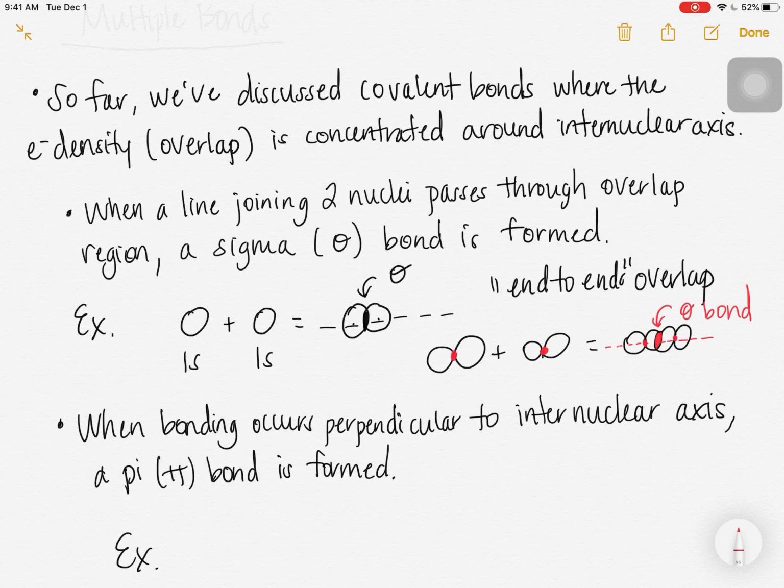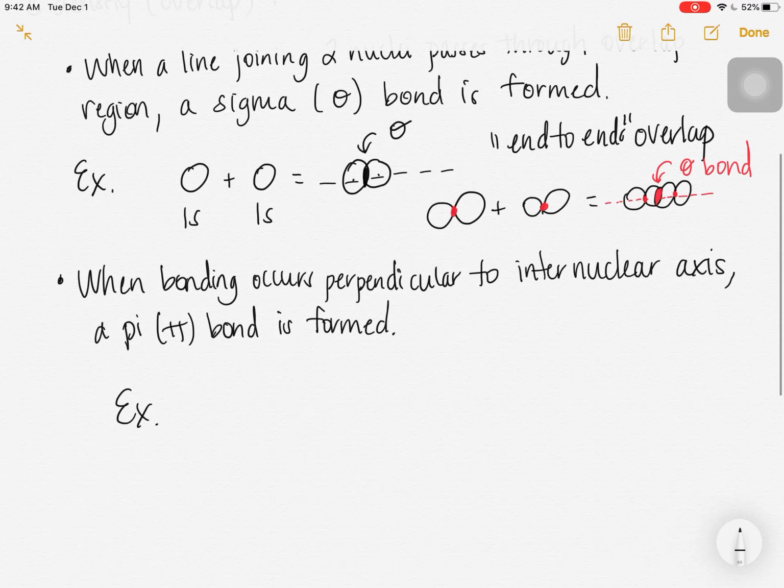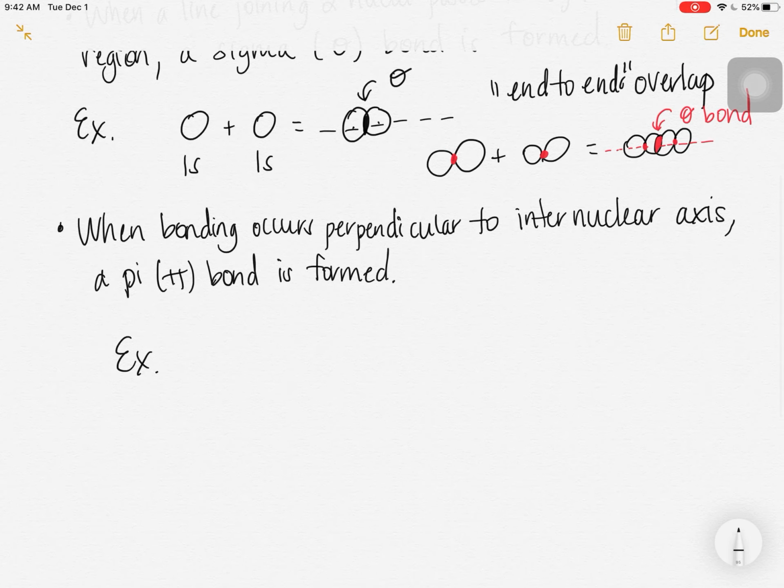So far that's the only type of pictures we've been drawing. You probably don't know that, but if you go back and look at when we were talking about promotion and mixing of orbitals and hybridization, we were drawing sigma bonds, this end-to-end overlap. However, there's another type that can occur. The second type that can occur is when bonding occurs perpendicular to the internuclear axis. It's called a pi bond.